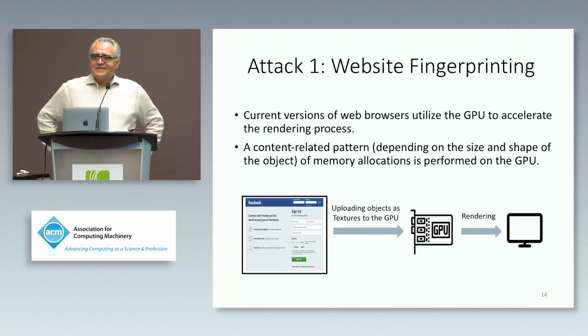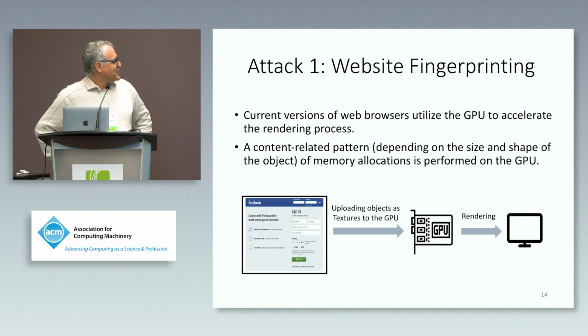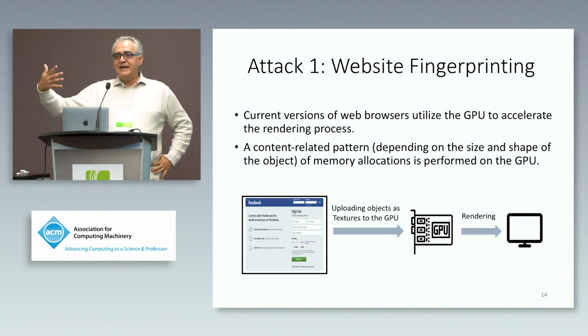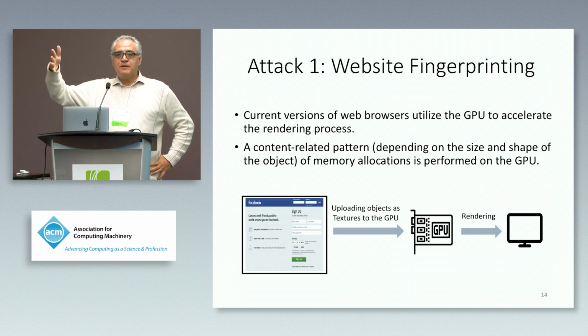Okay, so our first attack is website fingerprinting. It's kind of boring and a standard attack, but it was the first easy target. So in this case, we run the spy, and it measures either the memory API or the performance counters. So it's running at the same time.